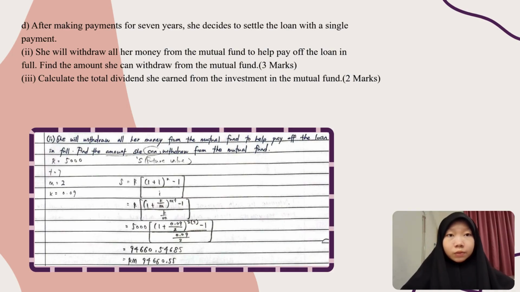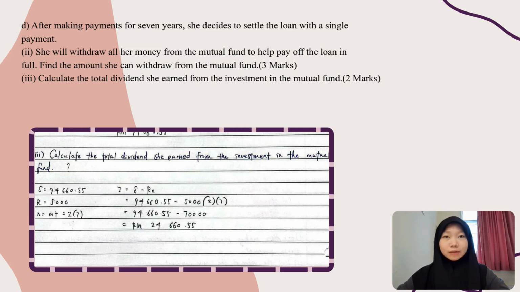Next, the rate per interest period, represented by the letter I, is based on a dividend rate of 9% per year, compounded semi-annually. So I divide 9% by 2, giving a rate per interest period of 0.045. Next, I determine the number of payment periods, which is N. Since she invests for 7 years, and each year has 2 deposit periods, the total number of payments is 14. Substituting all these values into the formula, I follow the working steps shown in my answer. S equals 5,000, in brackets 1 plus 0.045 to the power of 14 minus 1, divided by 0.045. After calculating, the future value of the mutual fund after 7 years is 94,660 ringgit and 55 cents.